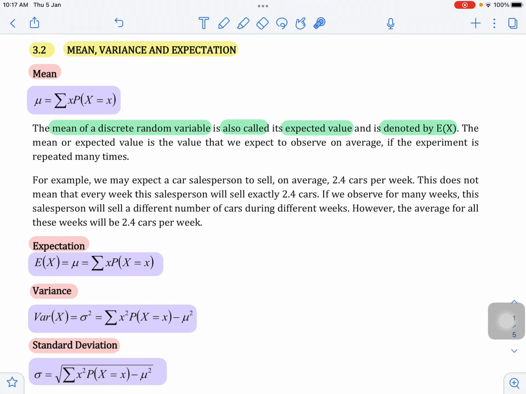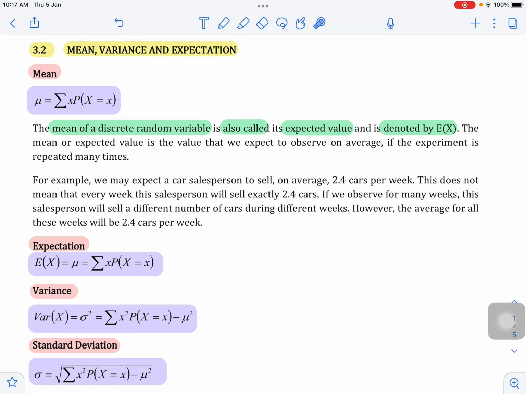And then the expectation, this is also referring to the mu actually. So the symbol will be E(x), which is equivalent to summation of x p(x). So some of the questions use the notation of E(X), which is expectation. Some books use mean. But these two are referring to the same thing.